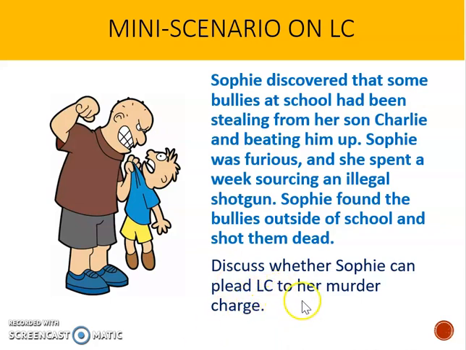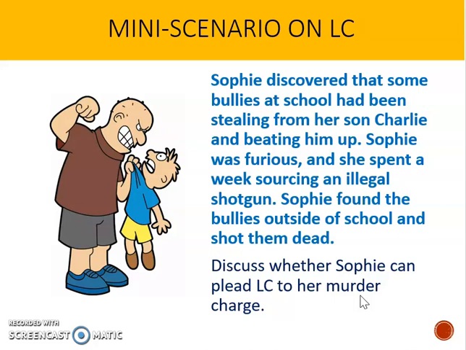And this is an important point to remind ourselves of at the beginning, that loss of control is only available to a charge of murder. So it's a partial defence, only available to murder, meaning you can't plead it for any other crime, only this. And it reduces what would otherwise be murder to voluntary manslaughter.